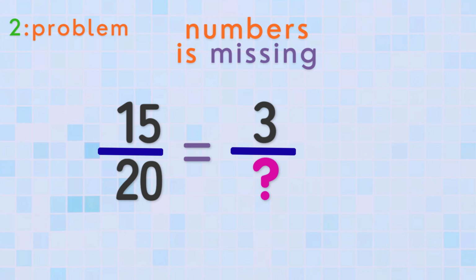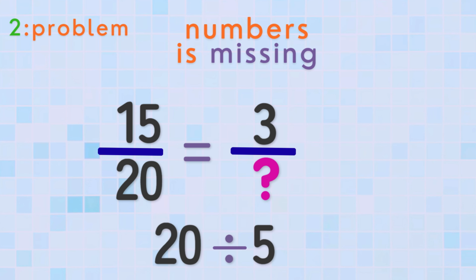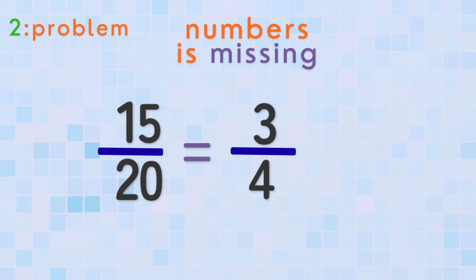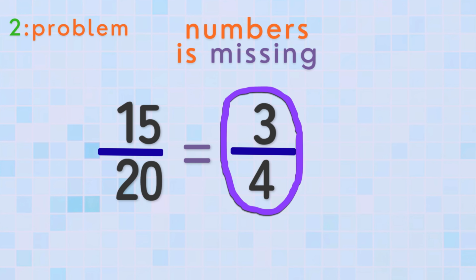But what if we have 15/20 equals 3/something? This time, we have to go backward. We ask, what do we divide 15 by to get 3? We divide by 5, so we follow the same rule and do the same thing to the bottom. 20 divided by 5 is 4, so the missing number is 4. That means 15/20 equals 3/4.